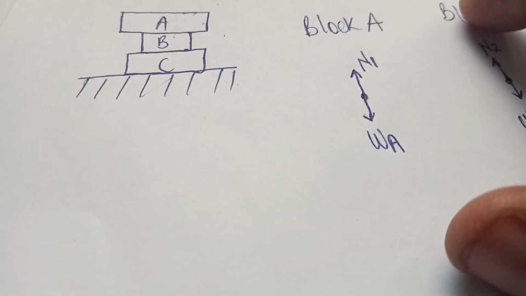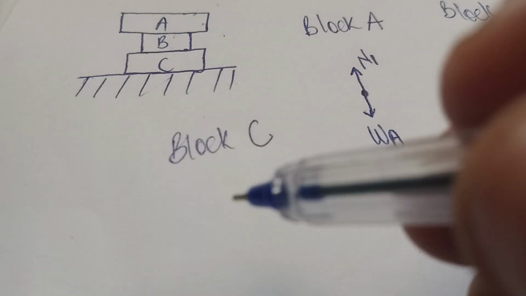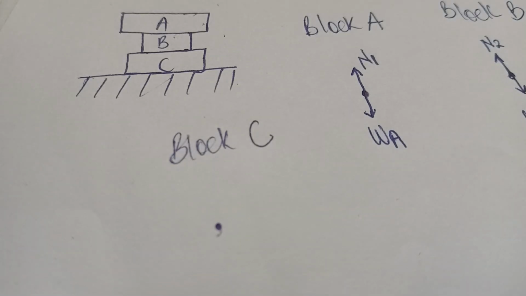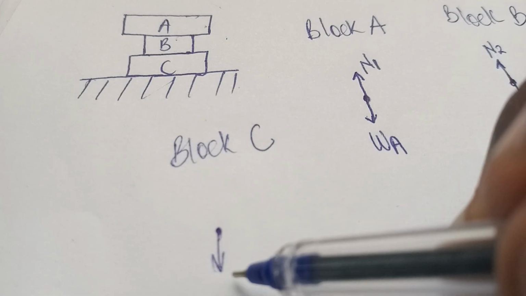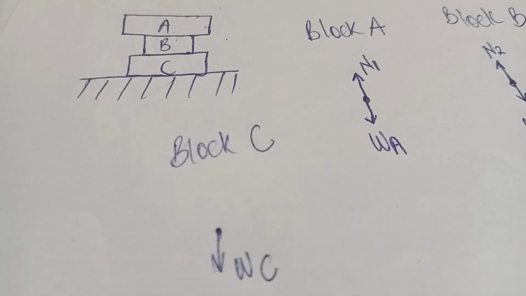Now we have block C. Let me draw it so you can see the diagram here. Let me put it over here. Block C, this one. What are the forces acting on it? So this is the point here. What forces are acting on it? First we have the weight, so let me call this one weight C.